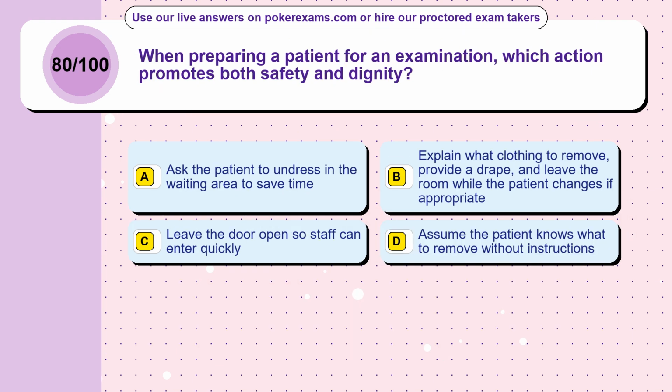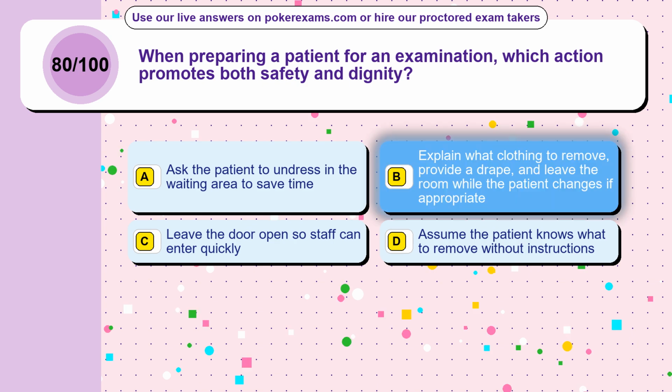Question 80. When preparing a patient for an examination, which action promotes both safety and dignity? Option A. Ask the patient to undress in the waiting area to save time. Option B. Explain what clothing to remove, provide a drape, and leave the room while the patient changes if appropriate. Option C. Leave the door open so staff can enter quickly. Option D. Assume the patient knows what to remove without instructions.